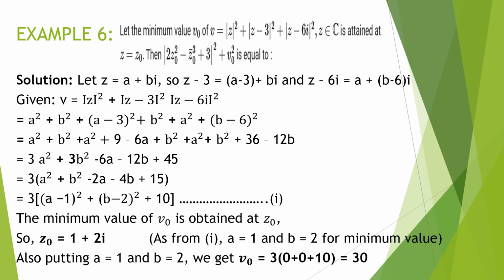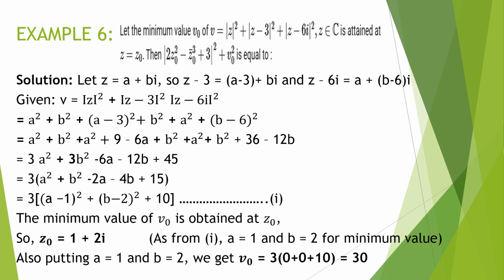Now we are given that the minimum value V0 is obtained at Z0. So from the above equation what we have is a is equal to 1 and b is equal to 2. By putting these values we will get the minimum value. Correct? Because a minus 1 whole square and b minus 2 whole square, by putting a is equal to 1 and b is equal to 2 we will get the minimum value. And what will be that minimum value? At a is equal to 1, b is equal to 2, V0 or the minimum value of V will be 3 into 0 plus 10, means 30.